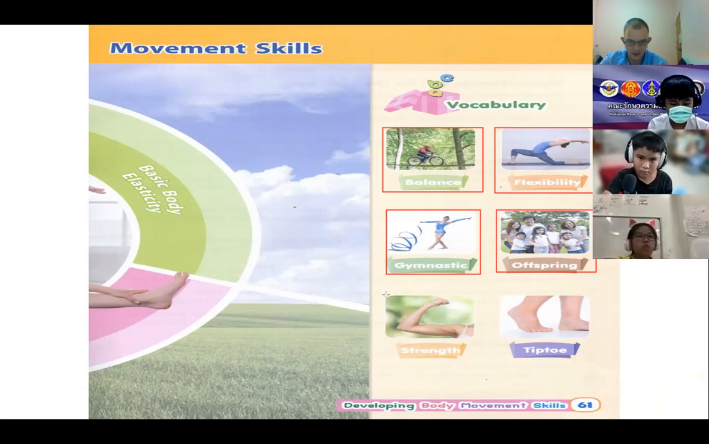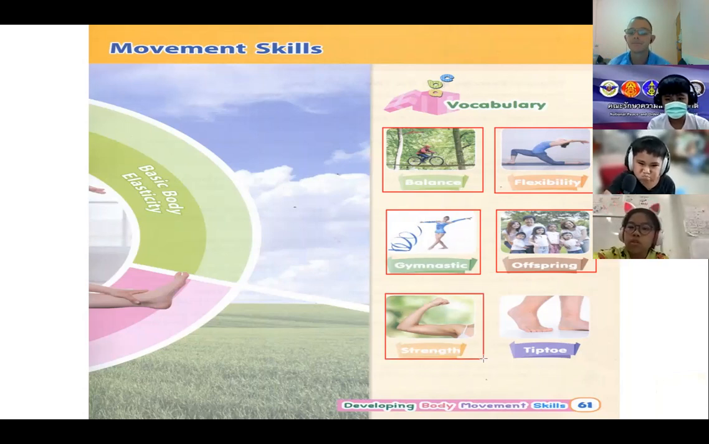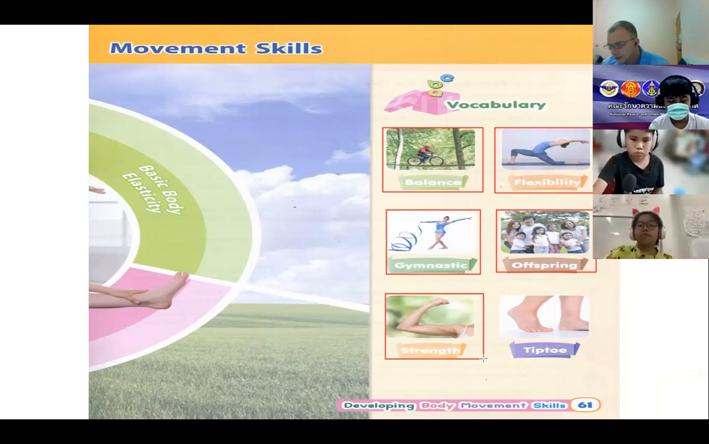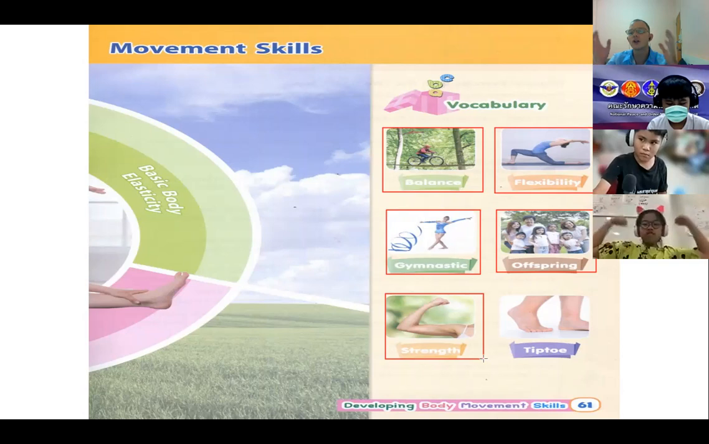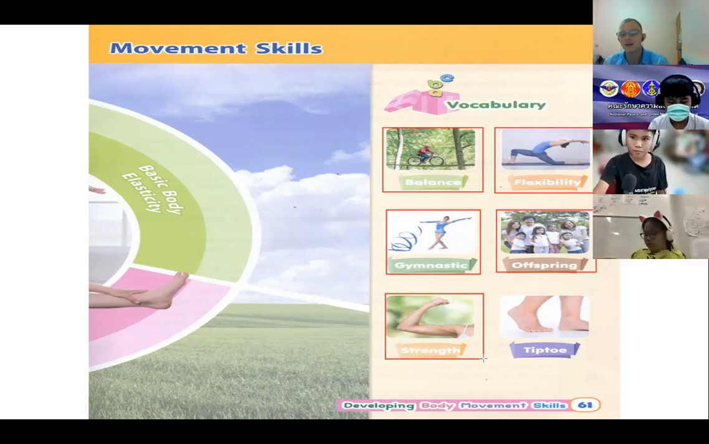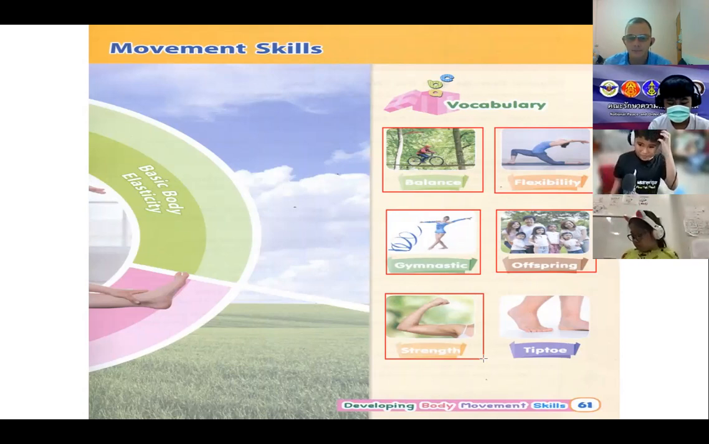The next one is strength. All together now, strength. Strength. Yes, very good, strength. What is strength? It is the measure of power. How strong are you? Some people are very strong. They can lift a lot of heavy things. Some people are weak. They can't even lift their pencil to write their name.